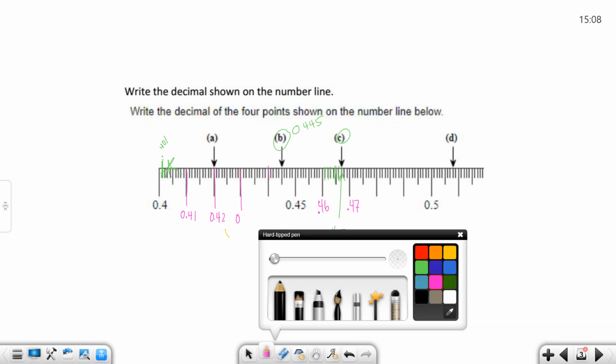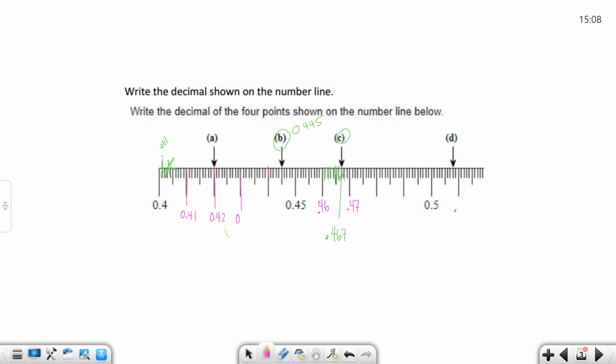Okay, now, looking at this last one over here, this is 0.51. So remember, you don't say that this one's 0.51, it's not. 0.51's right here. So this is 0.50. Remember thinking about this one, this is 0.50. So this would be 0.501, 0.502, 0.503, 0.504, 0.505, 0.506, 0.507, 0.508. This would be 0.508.